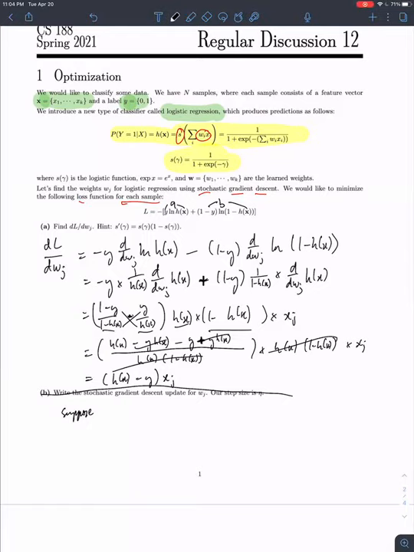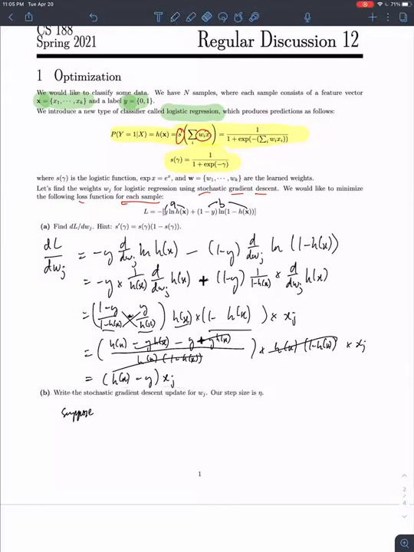And you can run through that logic if xj were negative, or if h of x was actually smaller than y. But that is d loss dwj for you.